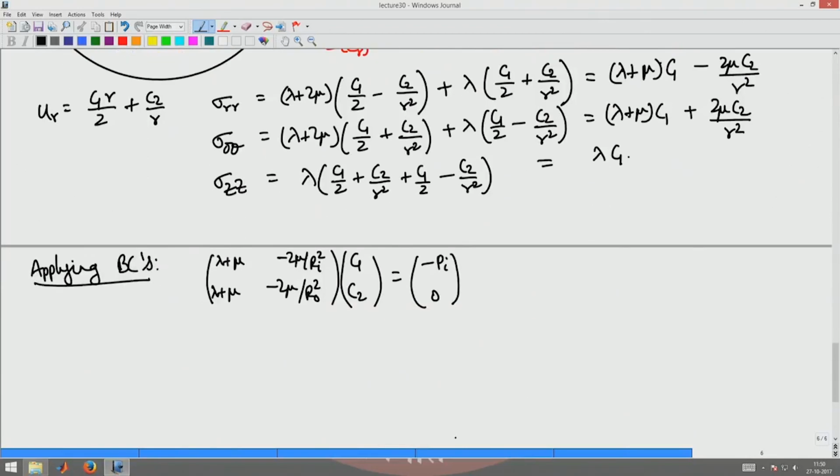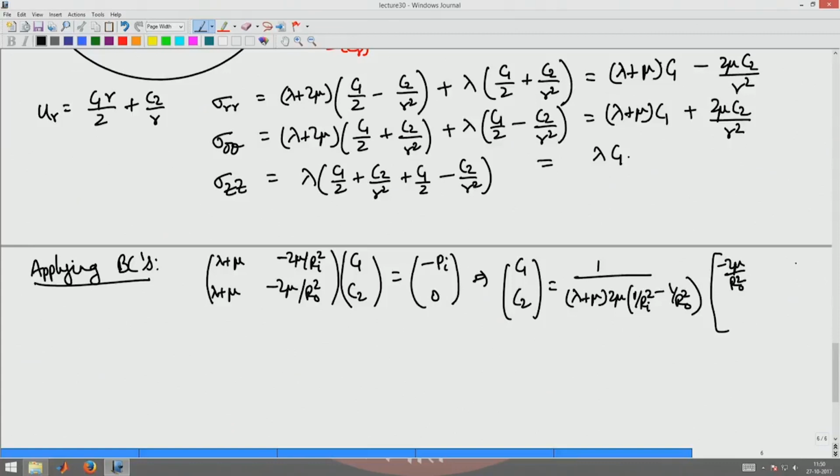Okay. Now, I solve this equation to get from here C1 C2 is 1 by lambda plus mu, 2 mu, 1 by r I square minus 1 by r naught square, into minus 2 mu by r naught square minus 2 mu by r I square minus lambda plus mu, and lambda plus mu, into minus Pi 0. Okay.